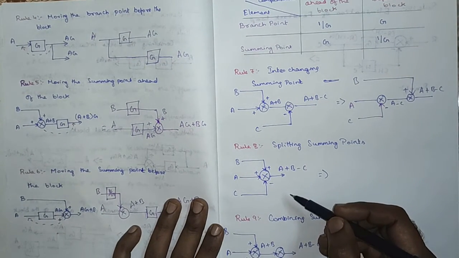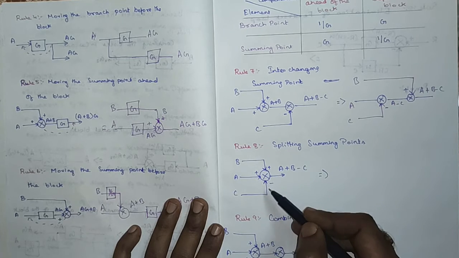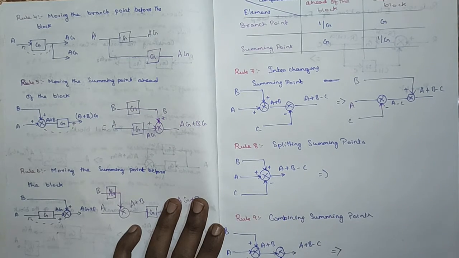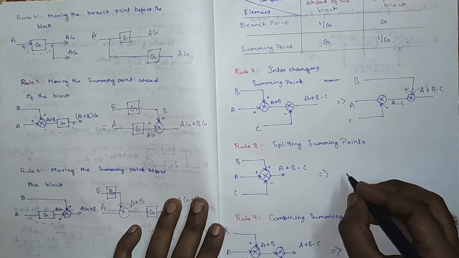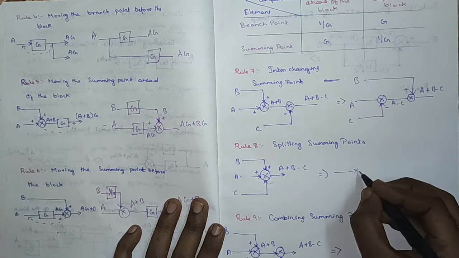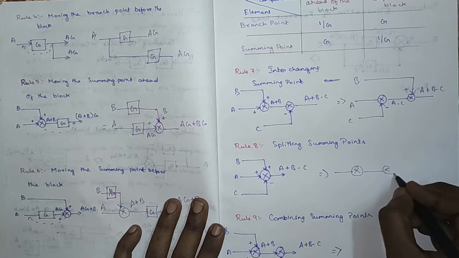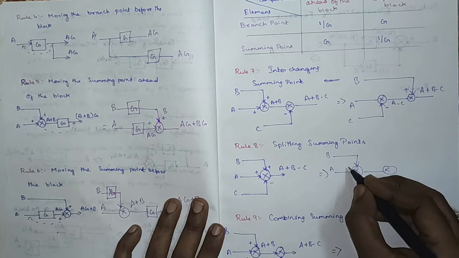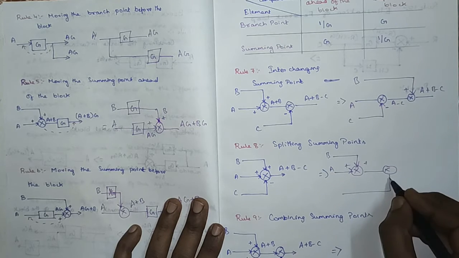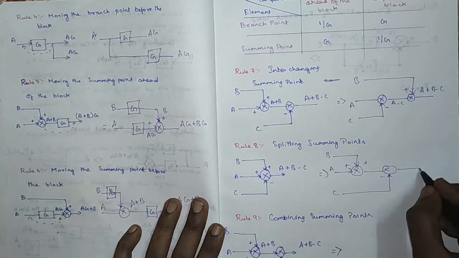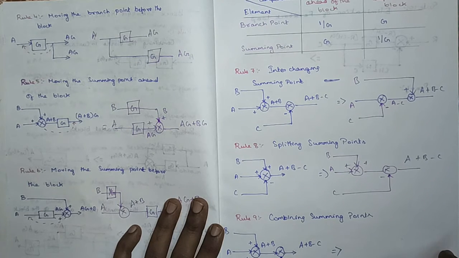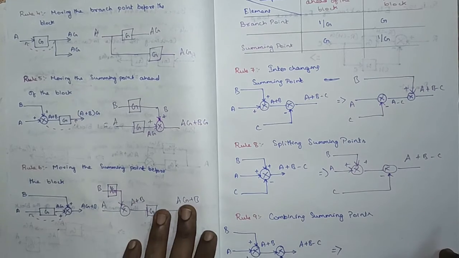Similarly, rule number 8: here we have 3 inputs given to the same summing point, and based on the necessity we can separate it into 2. Likewise, like what we saw in the previous diagram, a is here, the second input b is given here, and the third input c is given here. So the output remains the same, it's a plus b minus c. So there will not be any variation at all. So interchanging and splitting is not a problem.